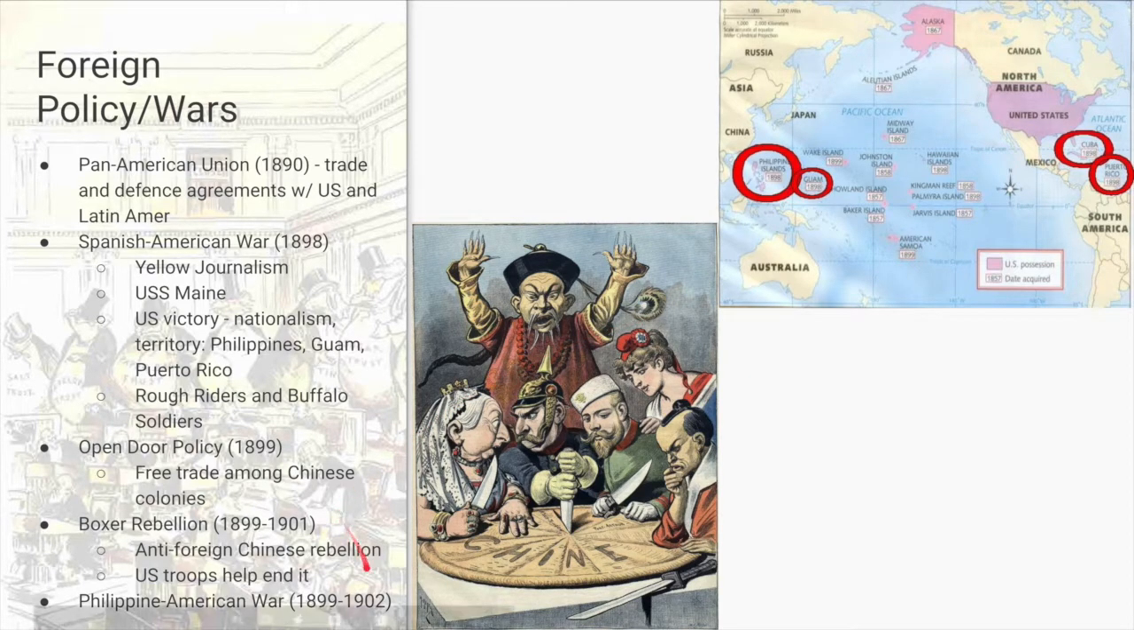This unit is going to end kind of with the Philippine-American War. We'll talk about that more with the next unit, but do know that the Philippines are going to try to get independence from the U.S., and America is going to put down that independence movement.